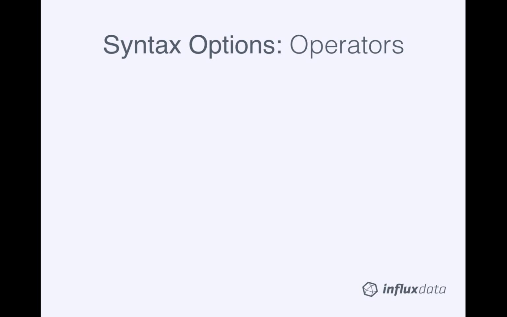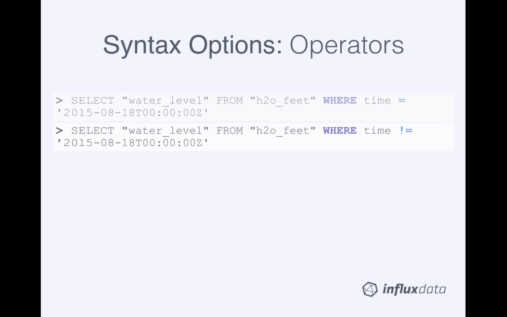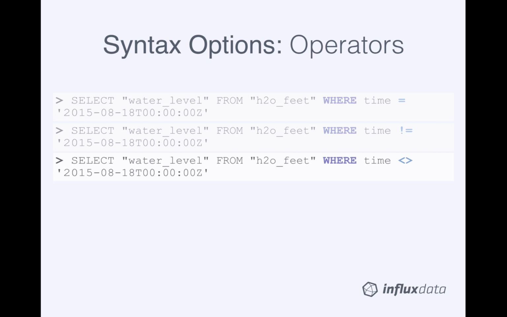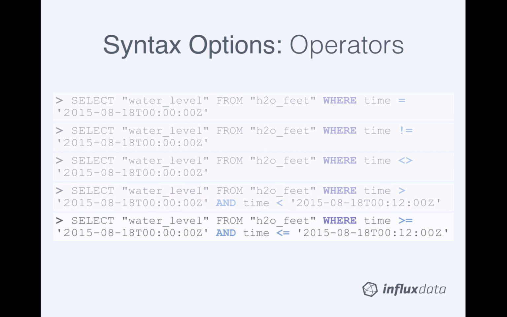In this last syntax slide, we'll walk through all of the valid operators for working with timestamps in the where clause. You can use equals, not equals, another way to say not equals, greater than and less than, greater than or equal to, or less than or equal to, and you can also use and to combine conditions.